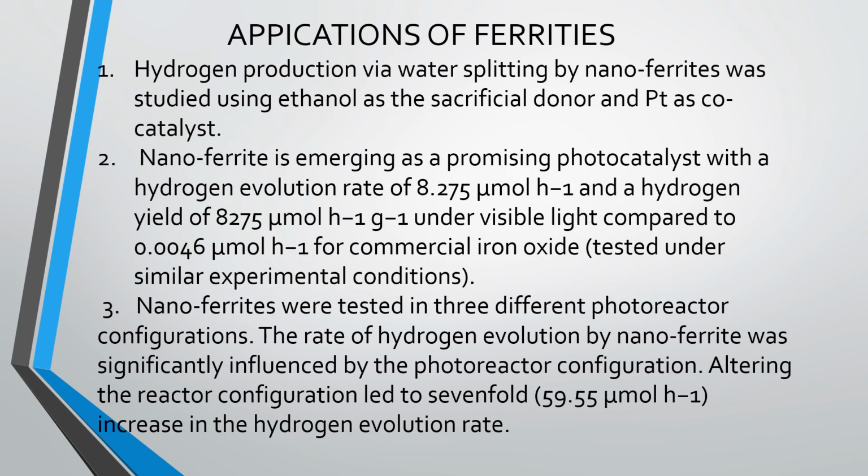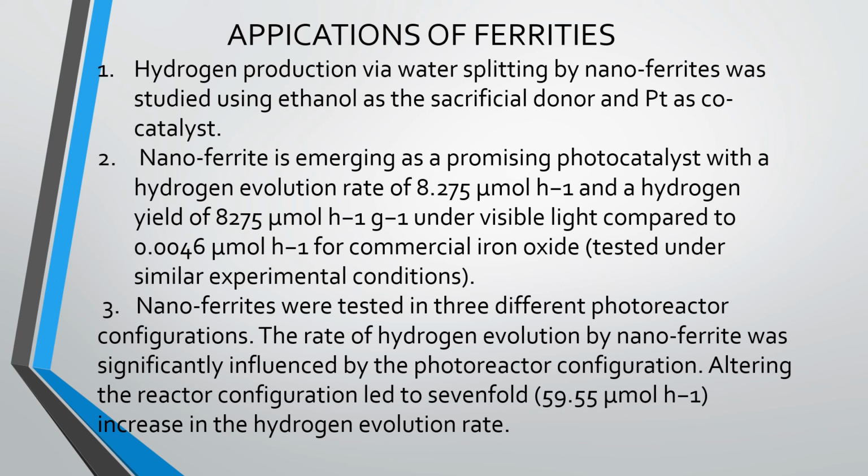Further applications of ferrites. Hydrogen production via water splitting by nanoferrites was studied using ethanol as a sacrificial donor and platinum as co-catalyst. Nanoferrite is emerging as a promising photocatalyst with a hydrogen evolution rate of 8.27 micromole per hour and a hydrogen yield of 8275 micromole per hour per gram under visible light, compared to 0.0046 micromole per hour for commercial iron oxide tested under similar experimental conditions.